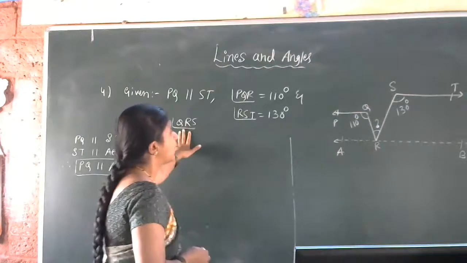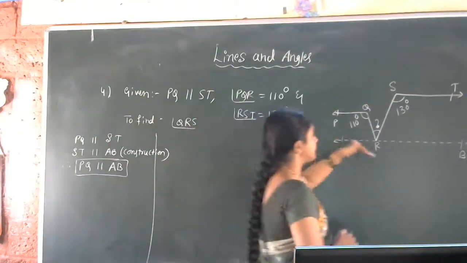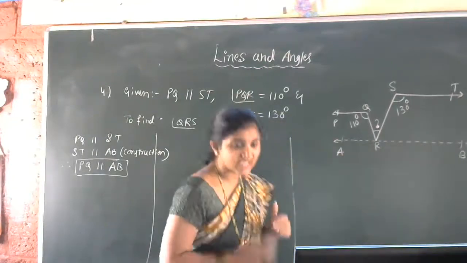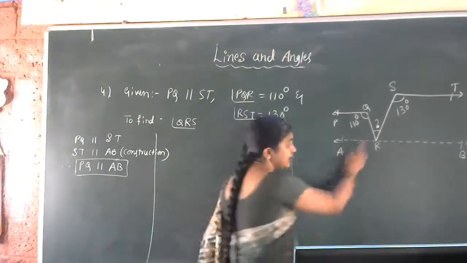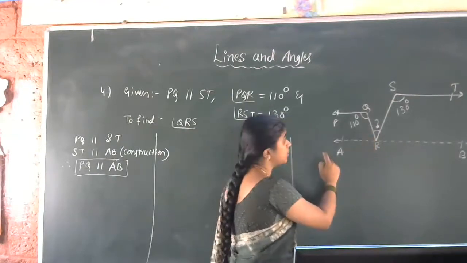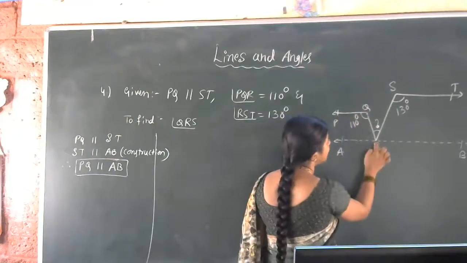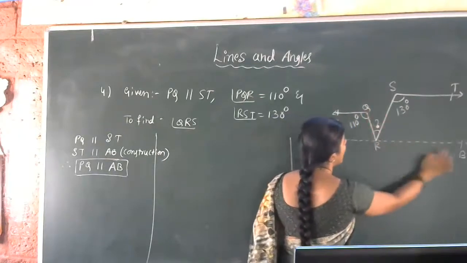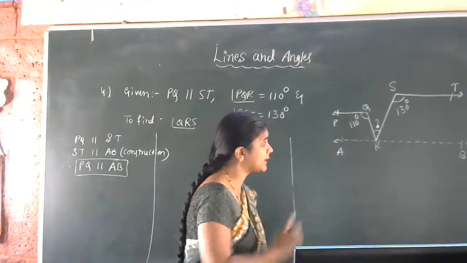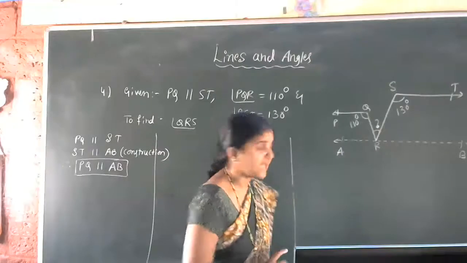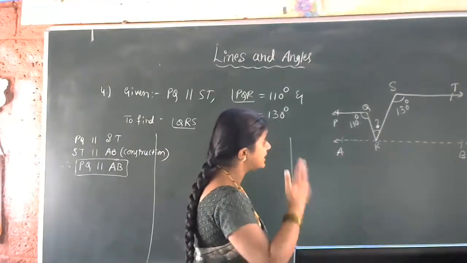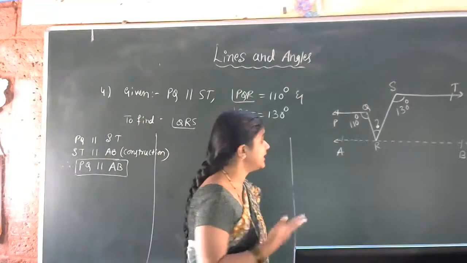Yes, now what do we have to do? Which concept do we have to take here? Can anyone tell me? Interior angles on the same side of the transversal. Are you taking this one actually? PQR is equal to angle QRB, yes, of course. That is actually alternate angles. Then PQR is equal to QRB. Then how can we move? Actually, we need that QRS.